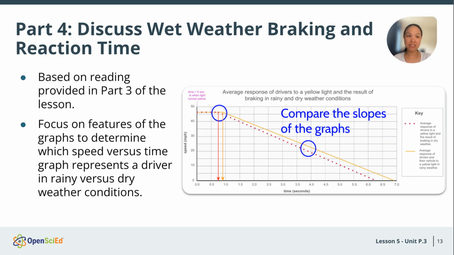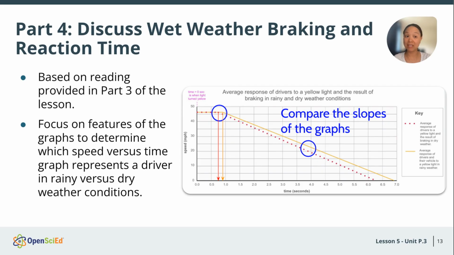Now, in part 3 of this lesson, students read about a study that compared stopping times of drivers in dry versus wet road conditions. Out of 3 options, students select the speed versus time graphs that best represent the findings of the study, which is increased reaction time and reduced braking force in wet road conditions compared to dry road conditions.